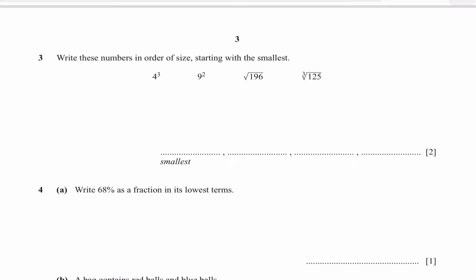Okay, now we have to write down these numbers starting with the smallest. So if we need to do that, we need to know what their actual values are. So we're going to begin by evaluating these numbers one by one. So the cube of 4 is going to be 64. The square of 9 is going to be 81. The square root of 196 is going to be 13. And the cube root of 125 is going to be 5. So the smallest value is obviously the cube root of 125. And then we have the square root of 196, actually the square root of 196 is not 13, it's 14. So my bad. So 196, there you go. And then we're going to have 64, so that means we're going to write 4 cubed. And then we're going to have 81, which is 9 squared. So there you have it.